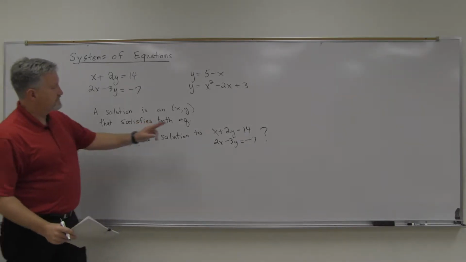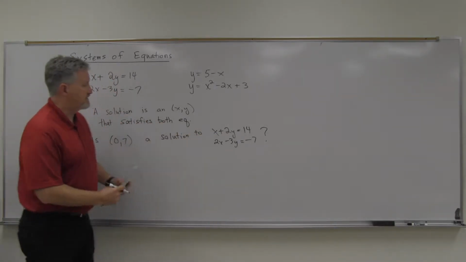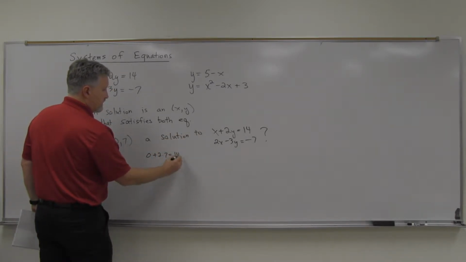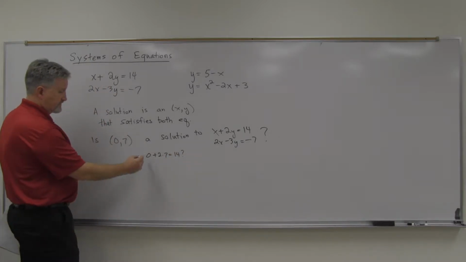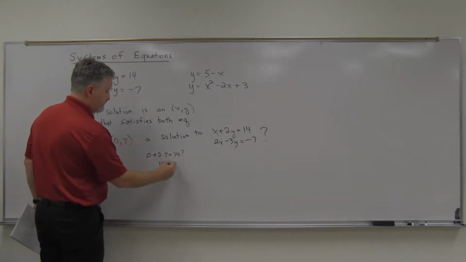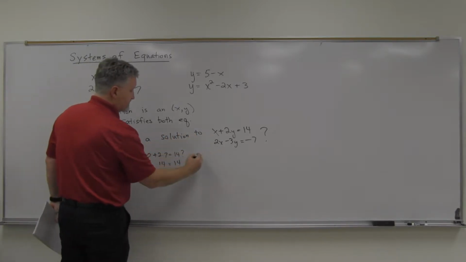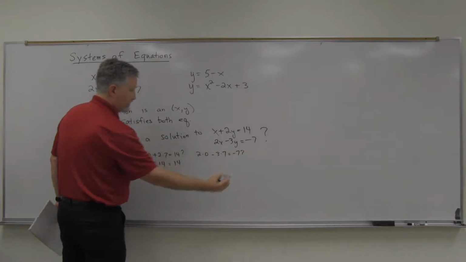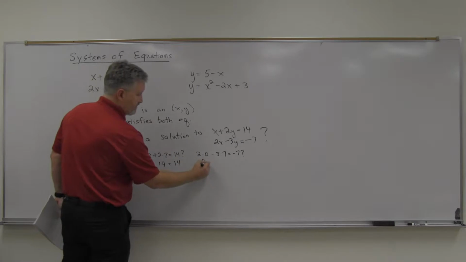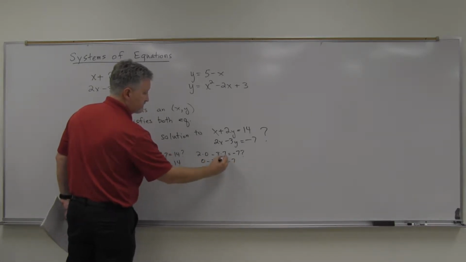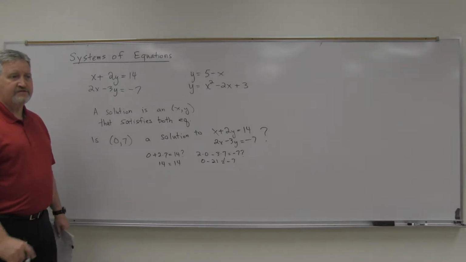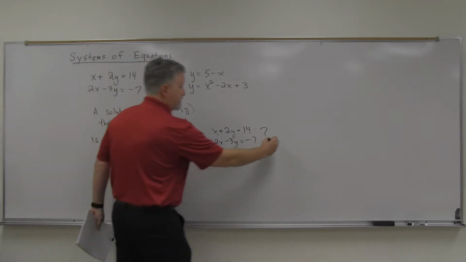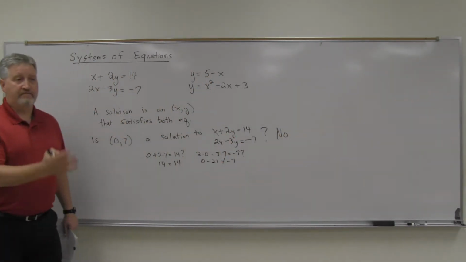Well, if we plug (0, 7) into the top one, we'll have 0 plus 2 times 7 equals 14. That's true, isn't it? Because that's 0 plus 14, we got 14 equals 14. However, what about the second one? If I plug in (0, 7), does it work there? 0 minus 21 equals negative 7? I don't think so, correct? And so the point is, it's got to work in both of them for this to be a solution. So is (0, 7) a solution? No, it is not. It has to work in both of them.